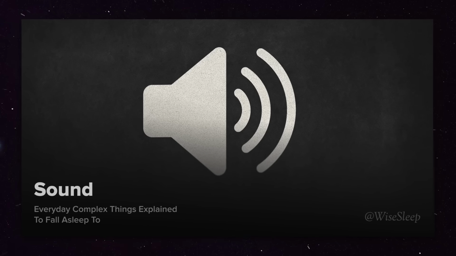The speed and strength of these vibrations affect how the sound feels. Faster vibrations make higher-pitched sounds, like a whistle. Slower vibrations make lower-pitched sounds, like a drum. Volume depends on how strong those vibrations are. A loud bang has stronger waves, while a whisper has weaker ones.